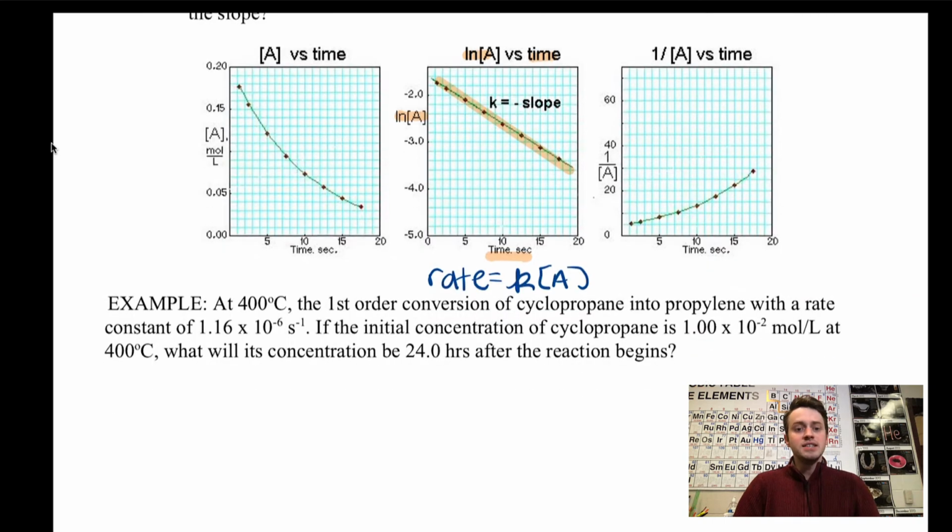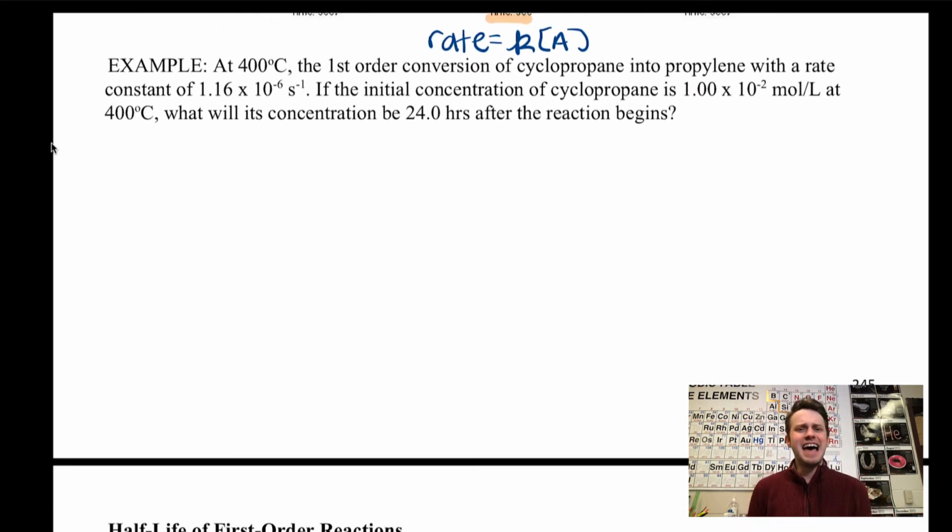Here I have an example. It says that at 400 degrees Celsius, the first order conversion of cyclopropane into propylene has a rate constant of 1.16 times 10 to the negative 6 per second. If the initial concentration of cyclopropane is 1 times 10 to the negative 2 molar at 400 degrees Celsius, what will be the concentration after 24 hours?